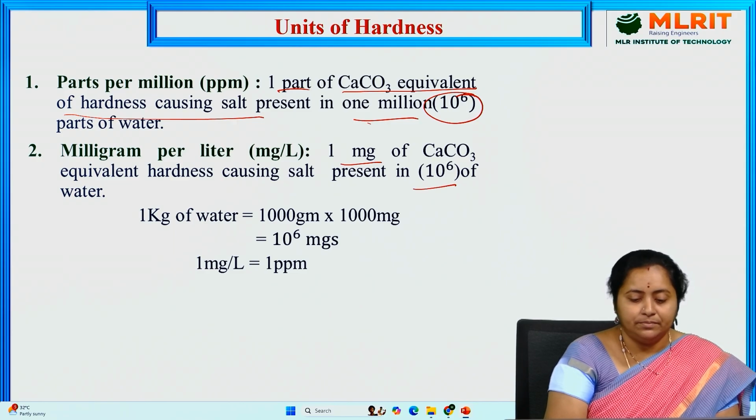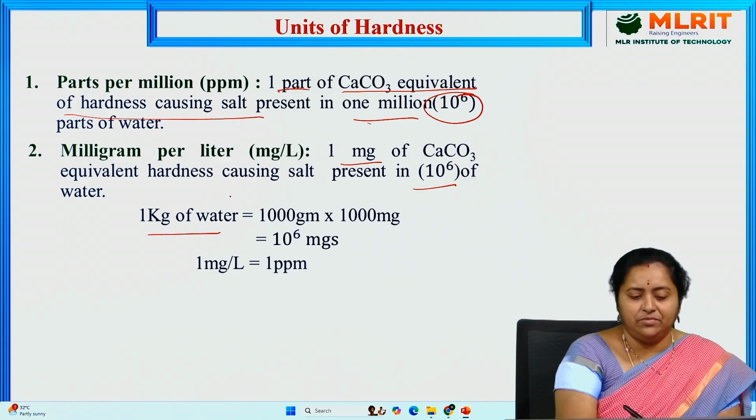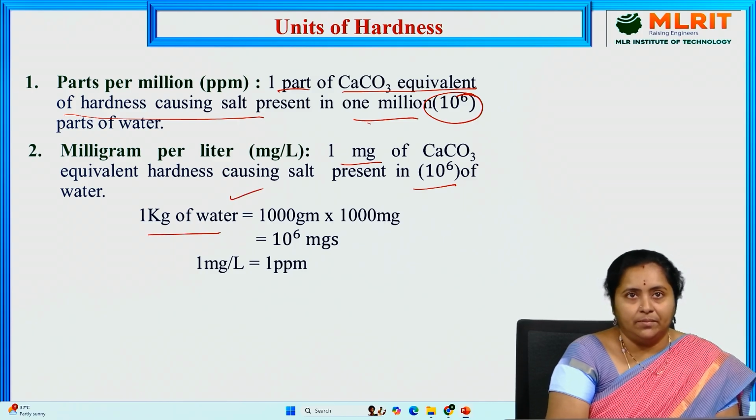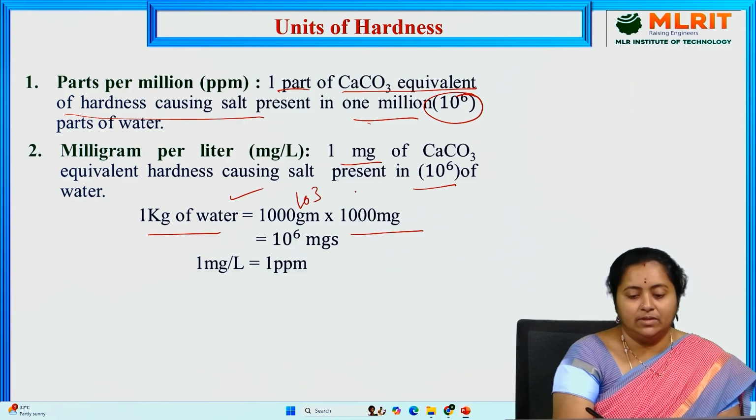That means we know that 1 kg of water is equal to 1000 grams. So I am going to convert in terms of milligrams. Again we have to multiply with 1000. So this is 10 power 3 and this is also 10 power 3. Altogether it will convert to 10 power 6 milligrams.